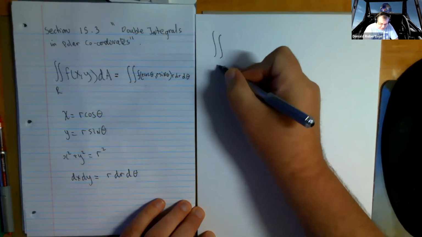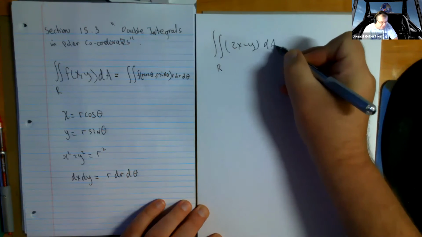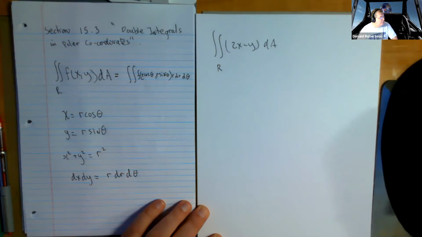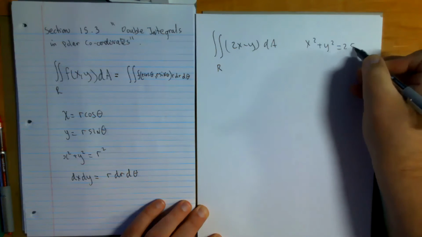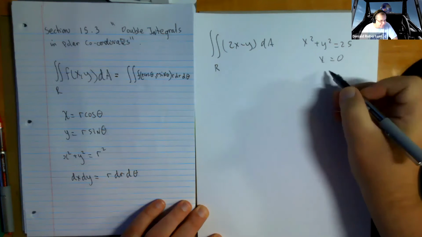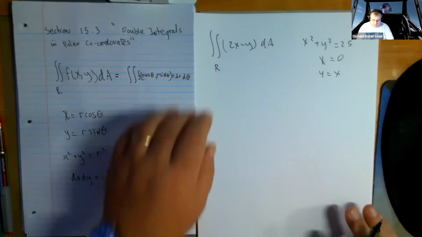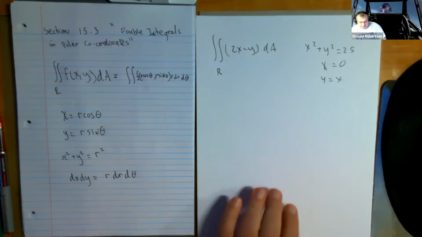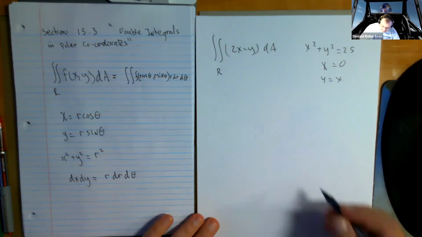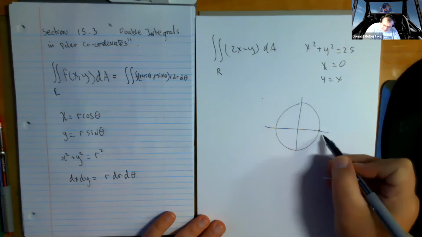This next one is the integral over a region R of 2x take away y dA. The region we're trying to do it over is a bit messy. It's this guy with x equals 0 and y equals x. I'm only going to take this question kind of halfway through, and then the rest you can figure out. So let's figure out what this region looks like. That's basically the whole circle.